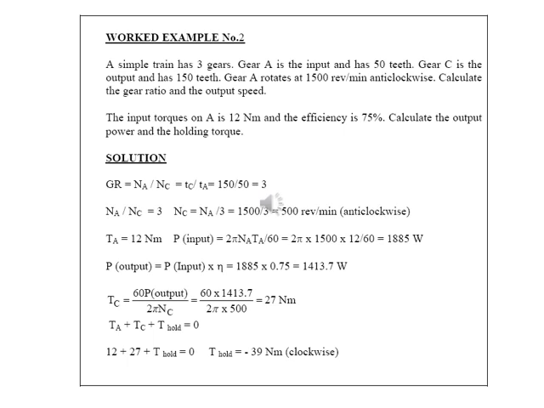So since the gear ratio is 3, NA divided by NC is equivalent to 3. Over here, the input gear velocity is 1500 revolutions per minute. So to calculate the output speed, you need to divide the 1500 RPM by 3. So you get the output velocity, which is 500 revolutions per minute anti-clockwise, because you have an idler in the middle. Basically, if the first one is anti-clockwise, the idler should rotate clockwise, and then the output gear should rotate anti-clockwise.